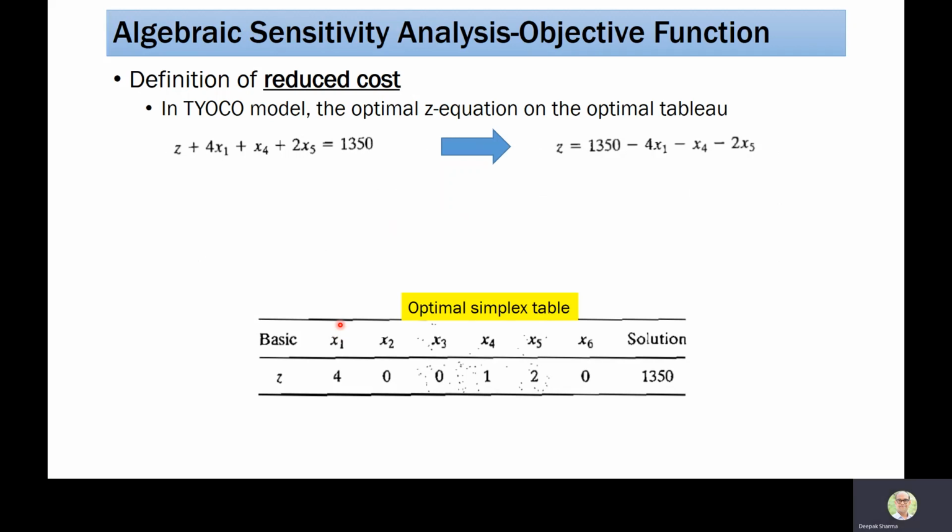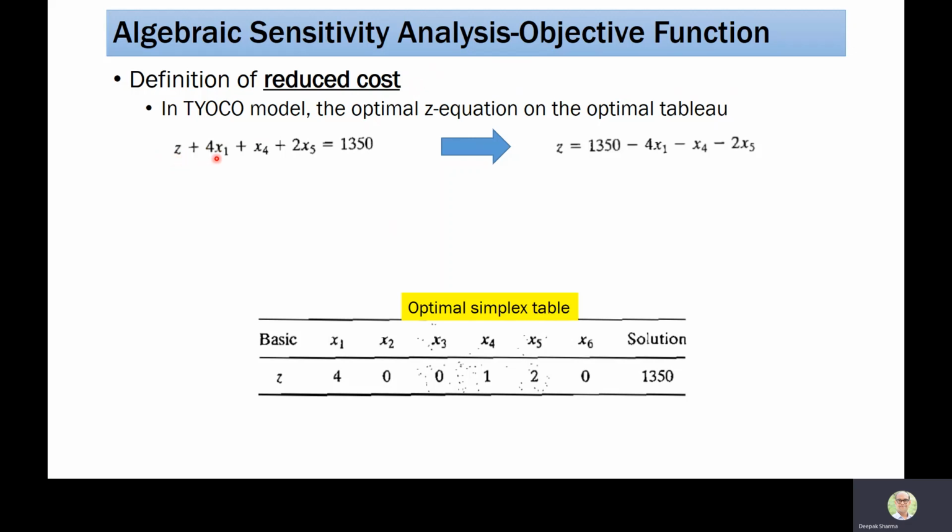Now, in the previous slide, we discussed the change in the right hand side of the constraint. Now, we will be focusing on the objective function, basically the change in the coefficients of the objective function. In order to understand that, I'm introducing one conceptual term called reduced cost. So let us understand what that is.